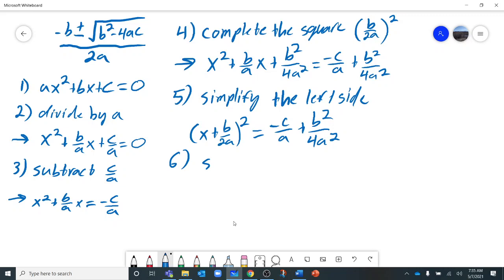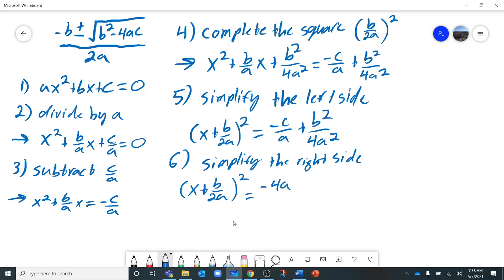Step 6, we're going to simplify the right side. Simplifying the right side, we need a common denominator. So the negative c over a needs to be multiplied by 4a, and that will give me the 4a squared on the denominator. So I'm going to multiply the negative c over a by 4a over 4a, because that's multiplying by 1. Not changing the value, just changing what it looks like. So we end up with x plus b over 2a squared equals negative 4ac plus the b squared, all over 4a squared.